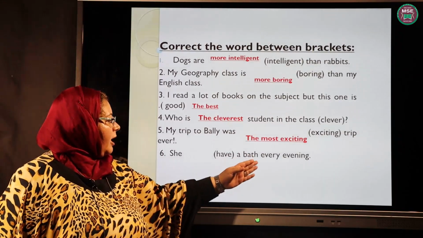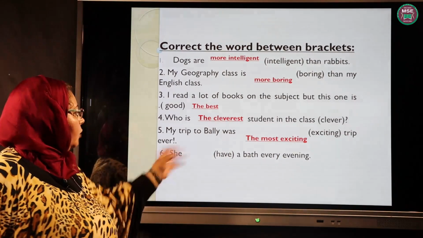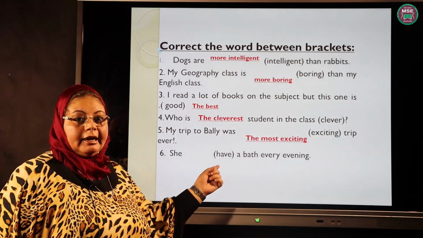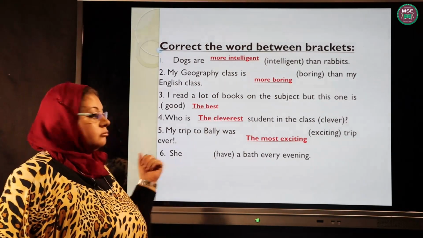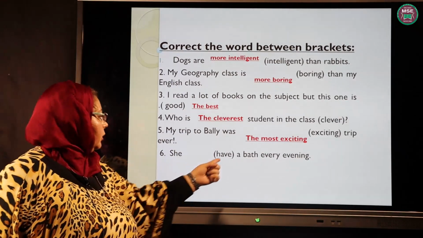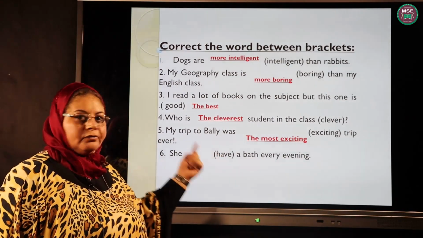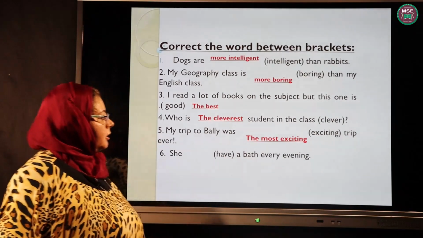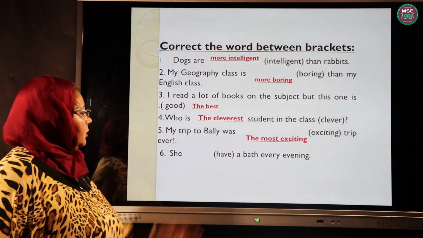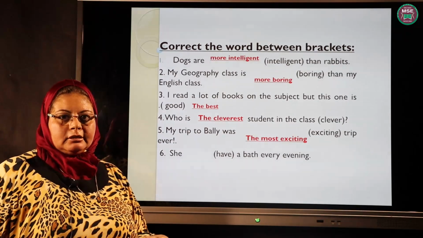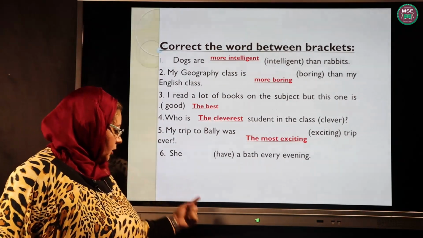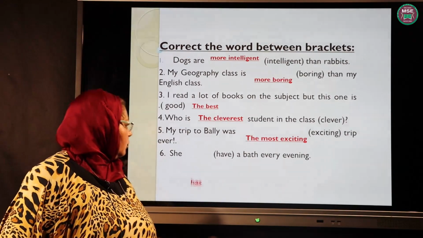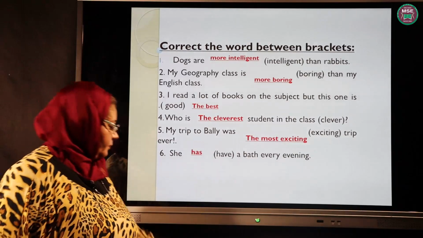She had a bath every evening. Look at the sentence. Okay, is have an adjective or a verb? It's a verb. Okay, where is the keyword here in the sentence? It's every. See, this is a habit. So I'm using the present simple here. What's the present simple of the verb to have? She has.